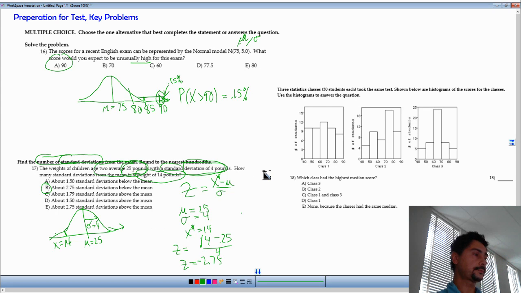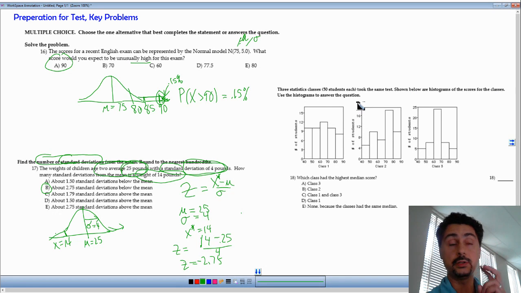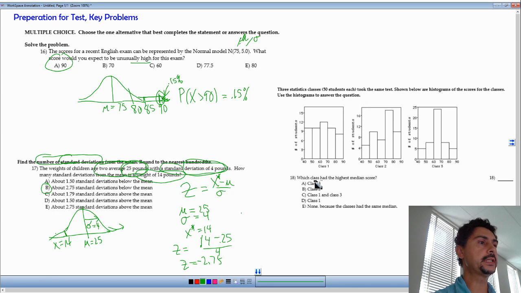All right. Next one. Using 3 statistics classes, 50 students each took the same test. Shown below are histograms of the scores for the classes. Use the histograms to answer the questions. Now I'm going to do it two ways. One is what I call kind of like quick by eyeball, and then officially by the calculator. We'll see if the eyeball method works first. If it doesn't, we definitely have to go to the calculator method. So it says, which class had the highest median score?